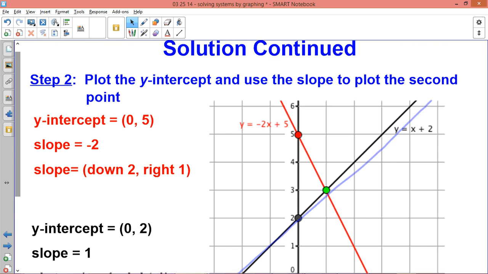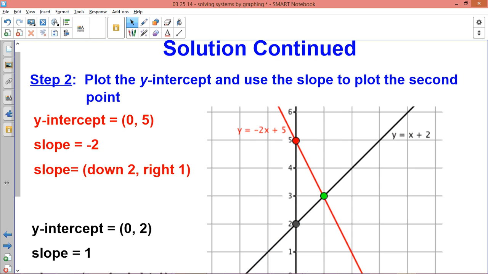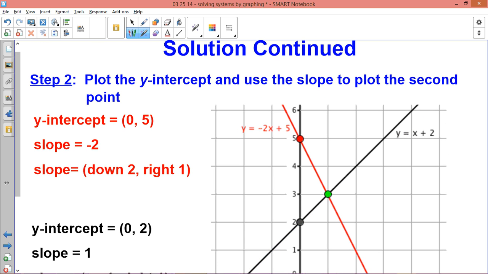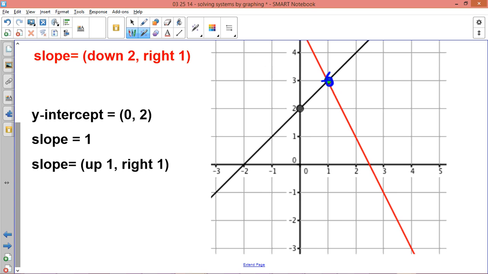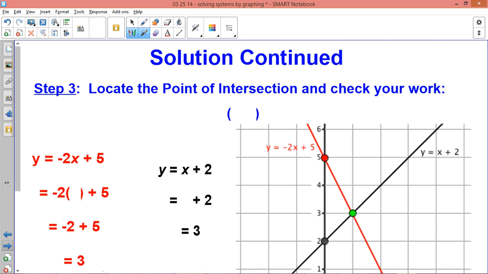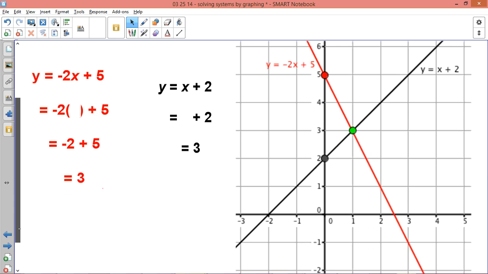And I look to see where they intersect. It appears that they intersect right here at the point (1, 3). However, I'm not done, even though you're tempted to be done right now. You have to do this next step. It looks like they intersect at (1, 3), but we need to check it. You absolutely need to check it every time.